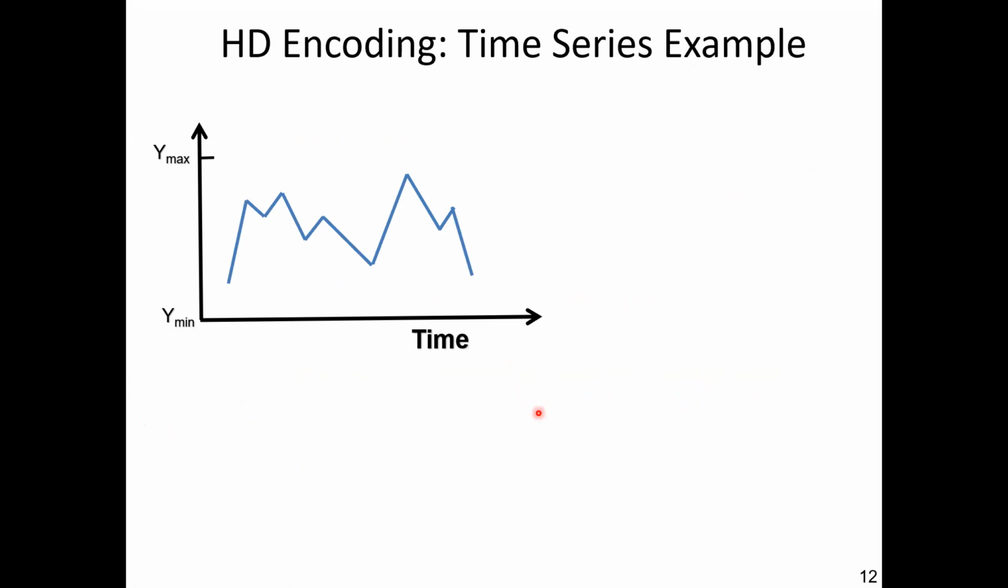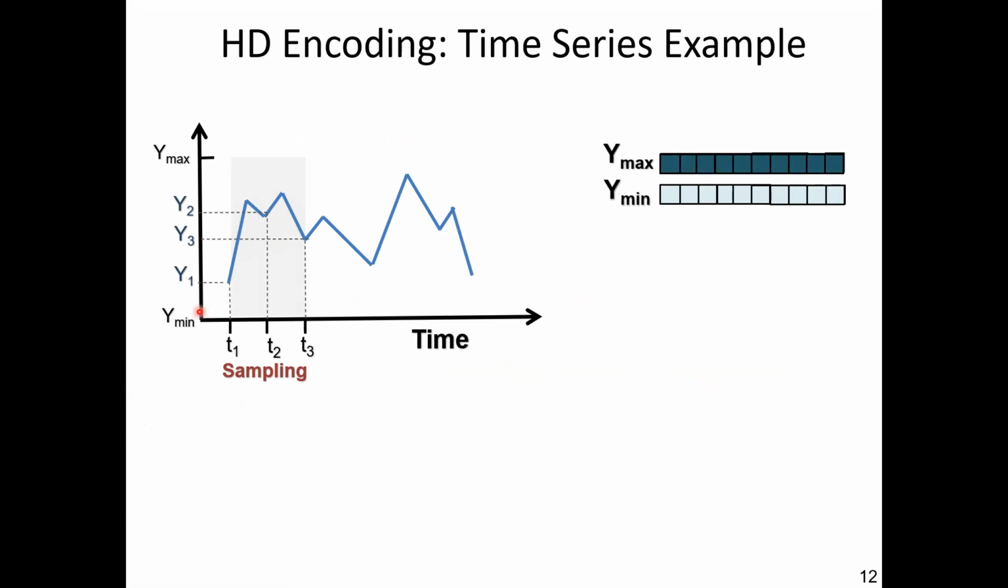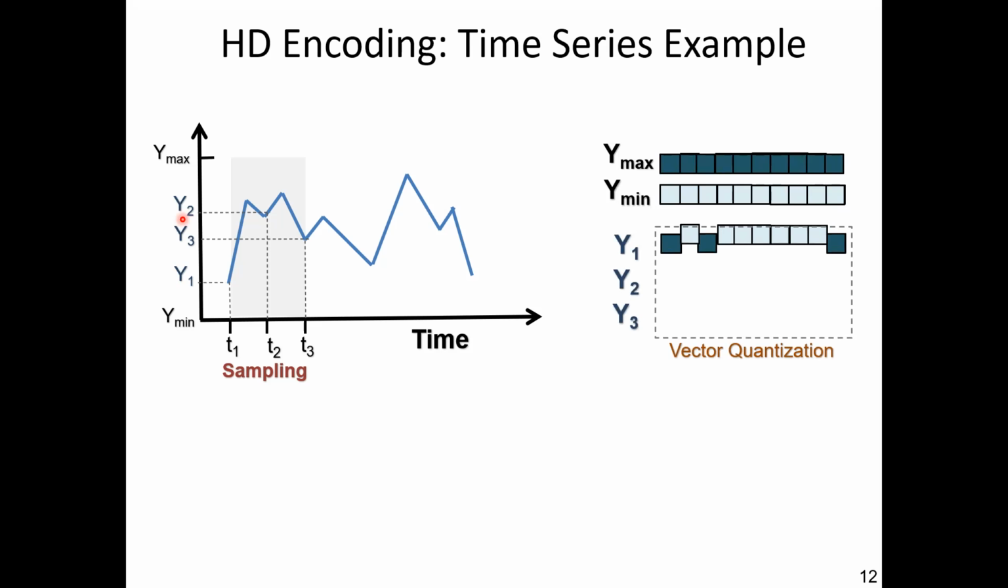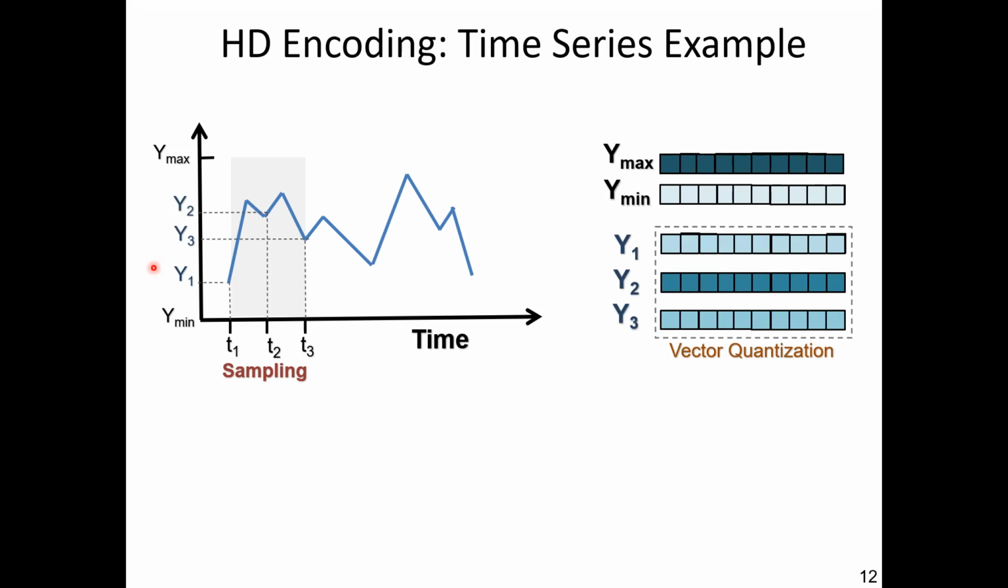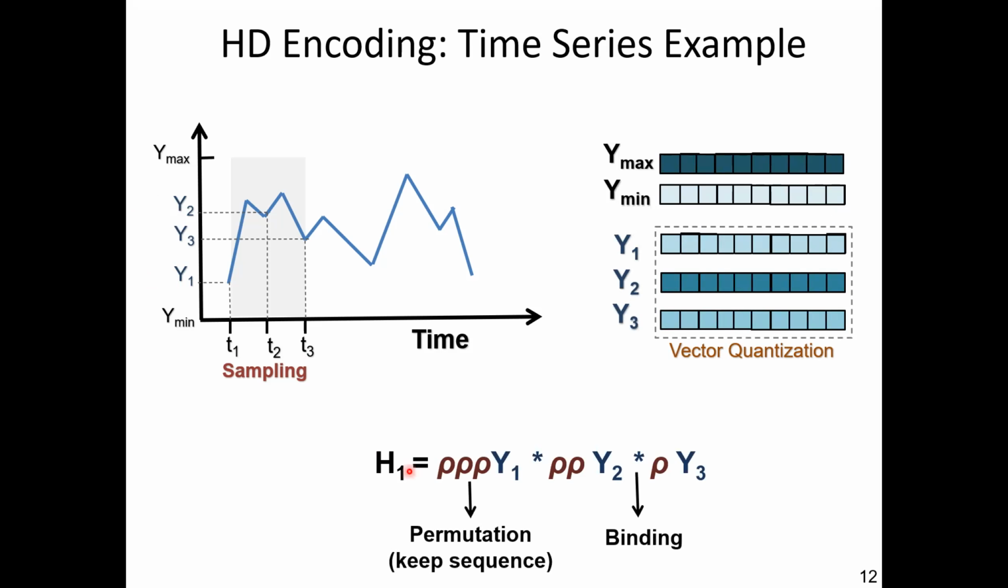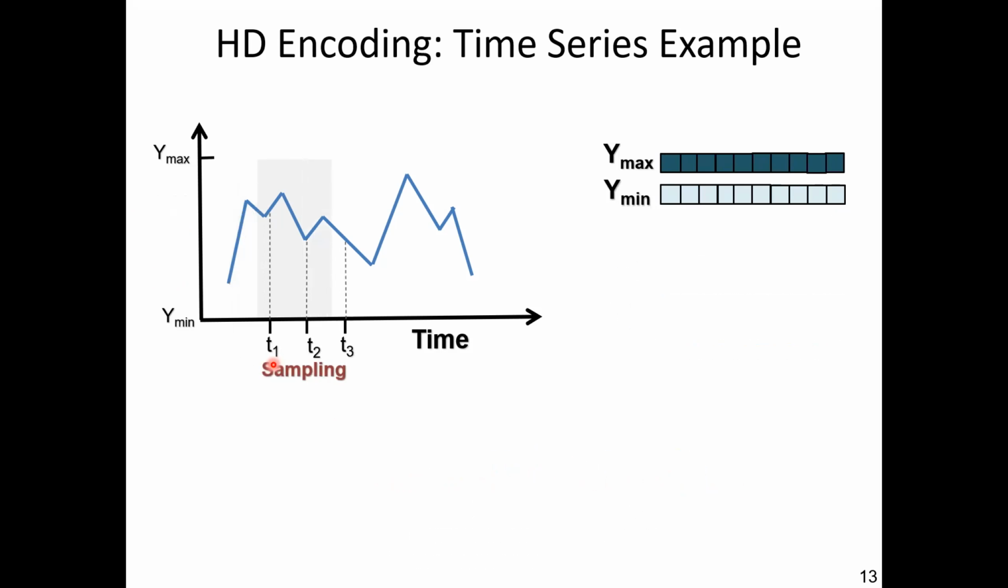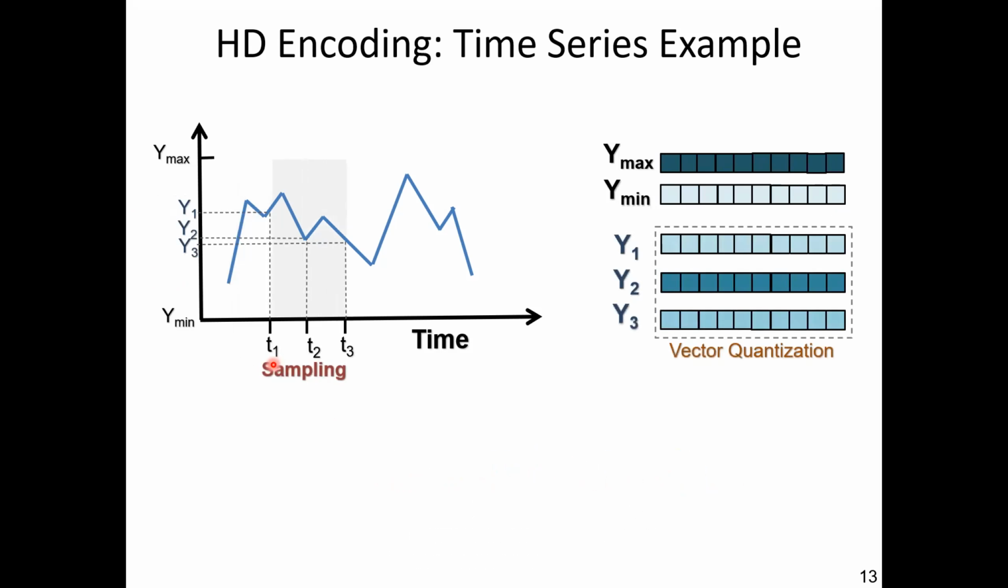Similarly, with time series, as one more example, if I want to encode the windows that I show here, we generate a random vector for y min and y max, which are the minimum and maximum values my signal can get. After that, we do vector quantization to generate a vector representing each intermediate y. Now the encoding can be a binding operation between the y's and permutation to preserve the position or timing. And if the window shifts ahead in time, we can do vector quantization again and generate a new encoded vector H2 for the second window.